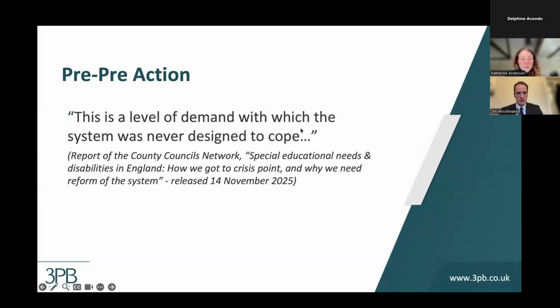Now, we know that in relation to the field of education, health and care plans and special educational needs more widely, there is a level of demand with which the system was never designed to cope. So in relation to this particular area of judicial review that we are seeing, where local authorities are struggling to comply with the statutory duties that they know they have under the Children and Families Act, we are not pretending, Jim and I, to come up with any solutions as to how local authorities can better meet that demand. But we do have some observations that we could share, or some comments.